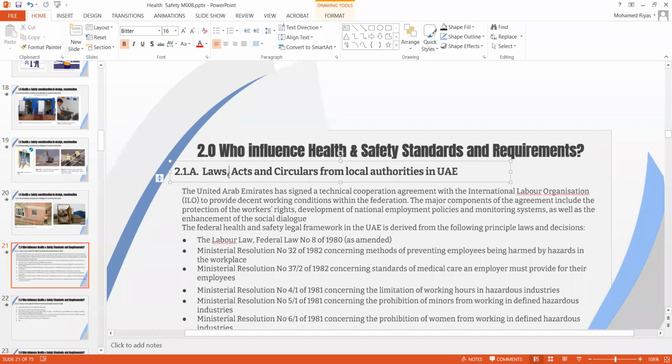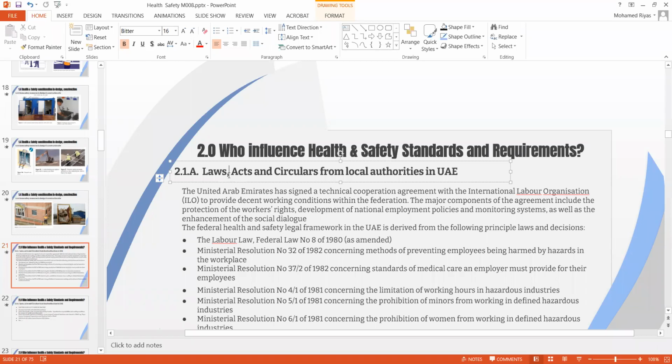They are the firm that provides chartered qualification to any firm and to the individual. So they can influence health and safety standards, as well as ISO and OSH. Those are the people who have certain requirements. If you need to have a certificate from them, you need to maintain certain standards. So they can have influence. This is the third category.